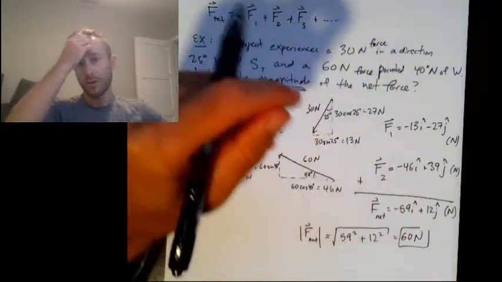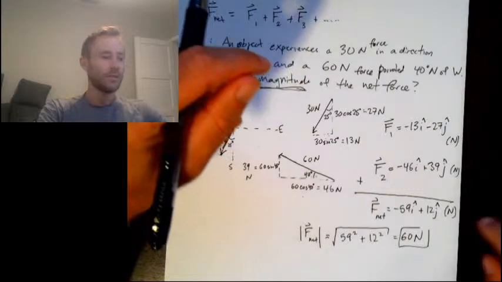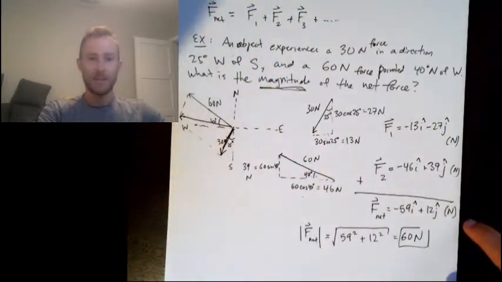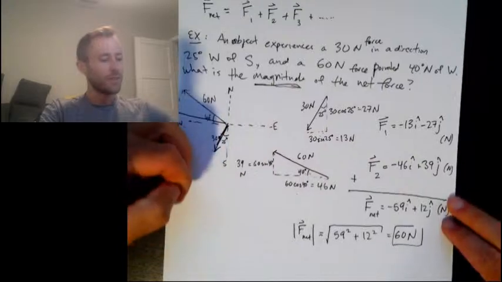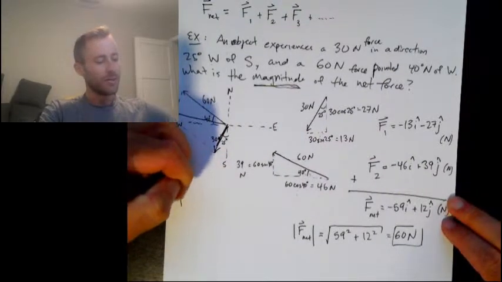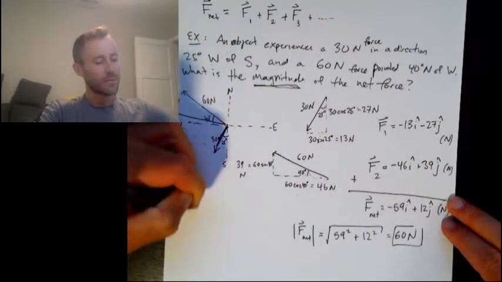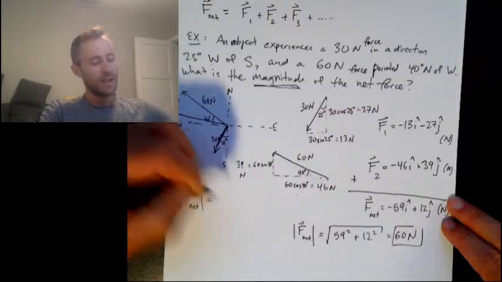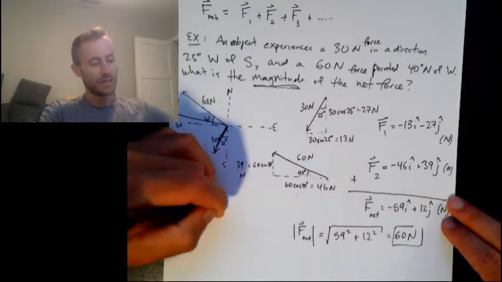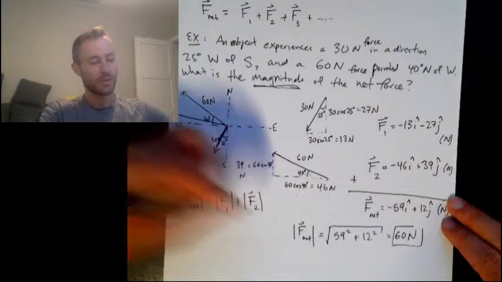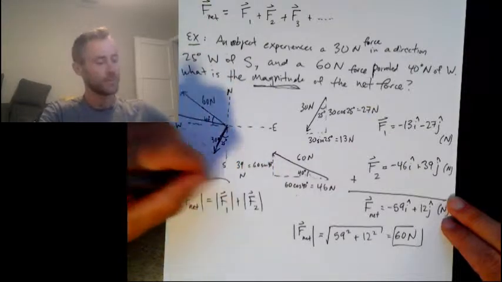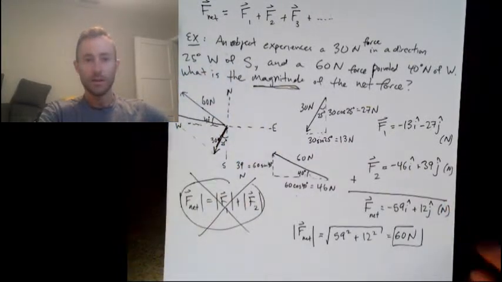One thing I want to point out to you is that the answer is not 90. Okay? The magnitude of the net force is not equal to the magnitude of the first force plus the magnitude of the second force. This is not true. No. Okay?